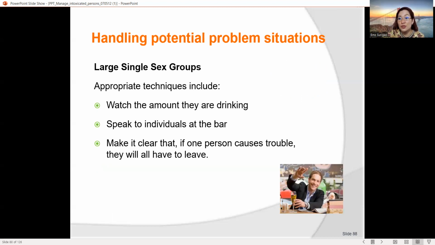Watch the amount they are drinking. Speak to individuals at the bar. Make it clear that if one person causes trouble, they will have to leave. Okay, so one for all, all for one.